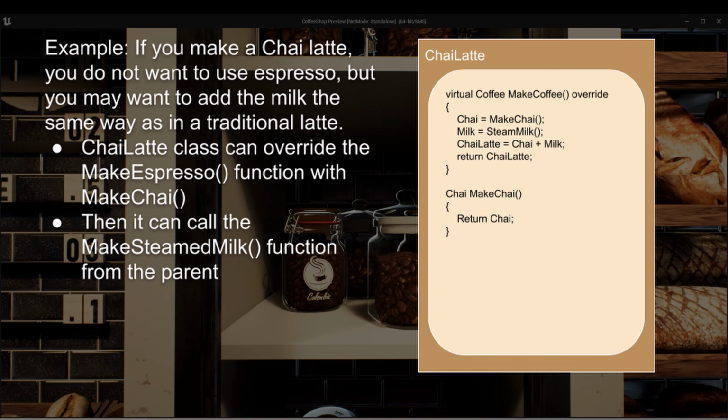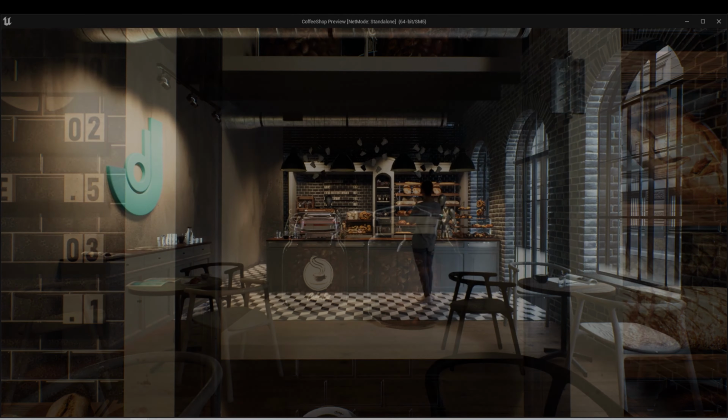An example would be something like a chai latte. You don't want to use an espresso in a chai latte, but you may want to steam the milk the same way as a traditional latte. So the chai latte class can override the make espresso function with make chai, and then it can call the make steam milk function from the parent.